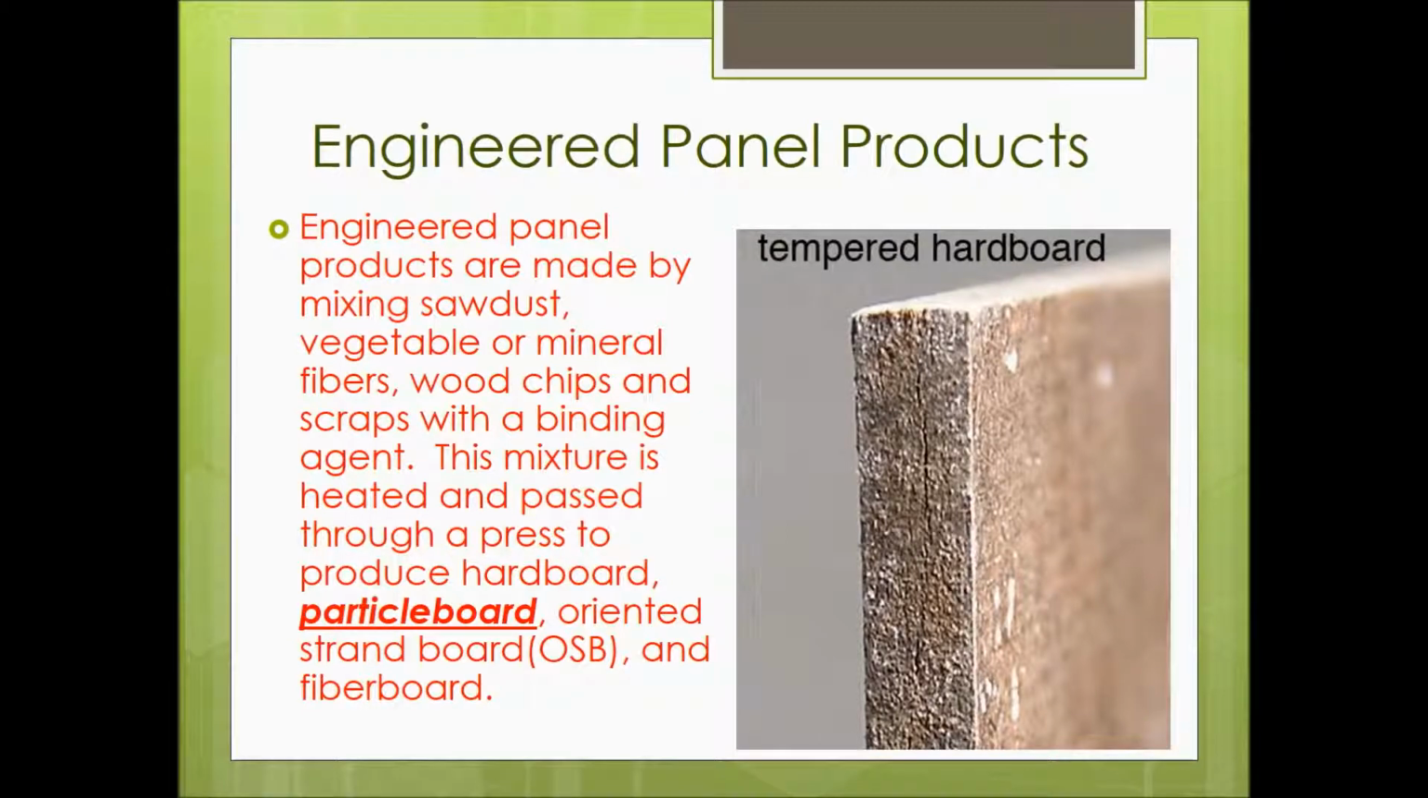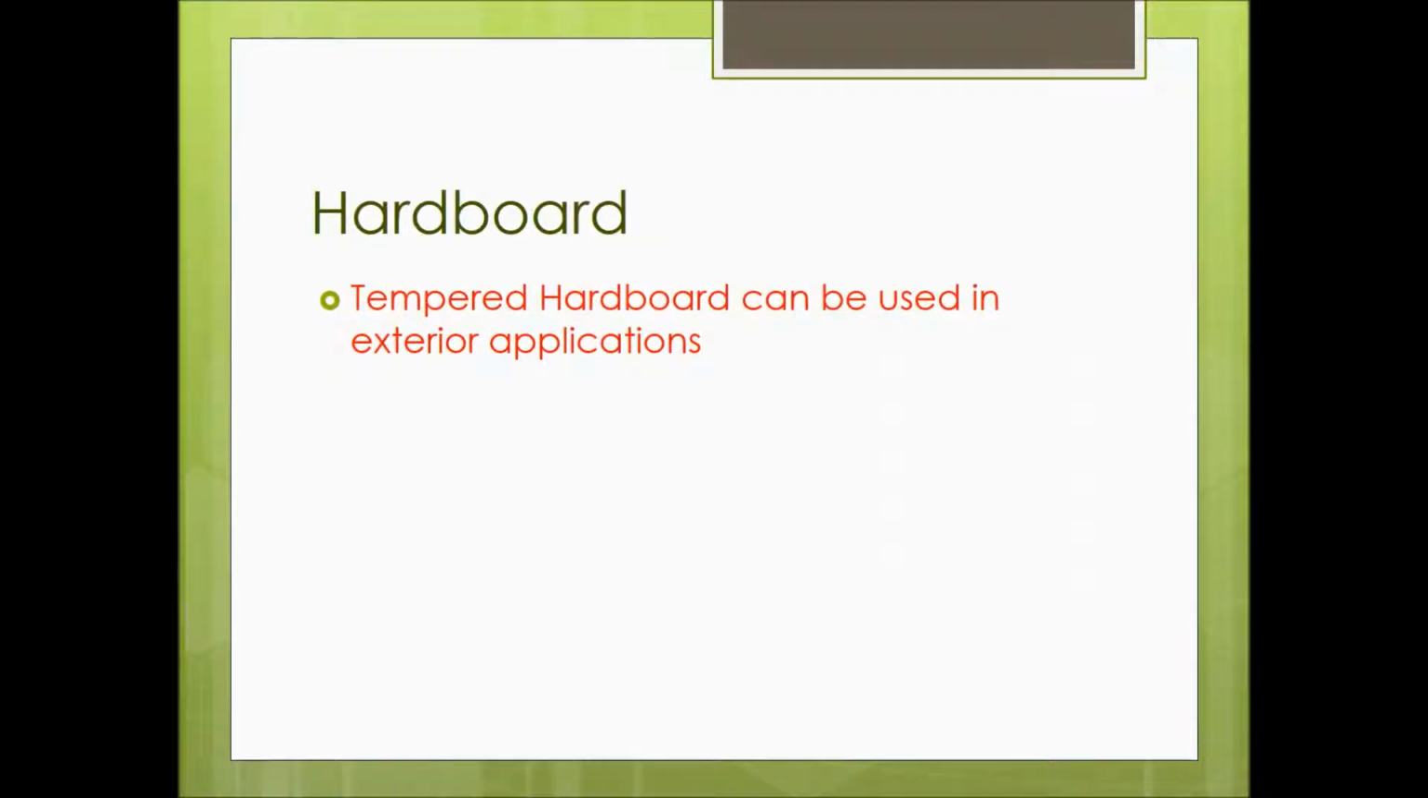Engineered panel products. These products are made by mixing sawdust with vegetable, mineral fibers, wood chips, scrap, pretty much anything and everything. The mixture is heated and passed through a press, and it makes hardboard. It can also make particle board, oriented strand board, and fiberboard. Make sure you take note of that. Okay, tempered hardboard can be used in exterior applications, so remember that.